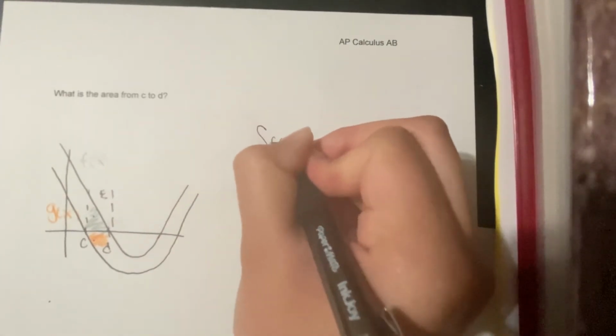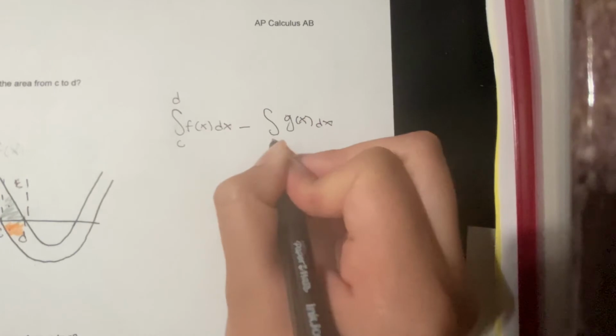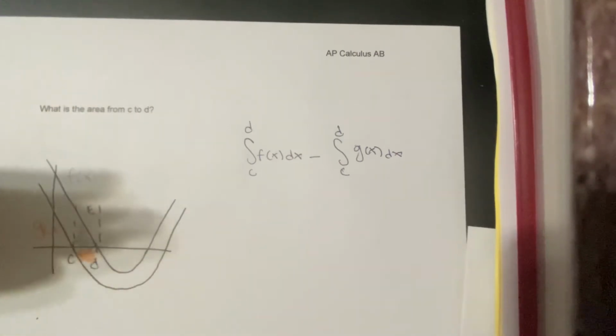So, antiderivative of f of x dx from c to d, subtracted from antiderivative, which also means area, of g of x dx from c to d. Okay, now let's think about what the values of the area are going to be.